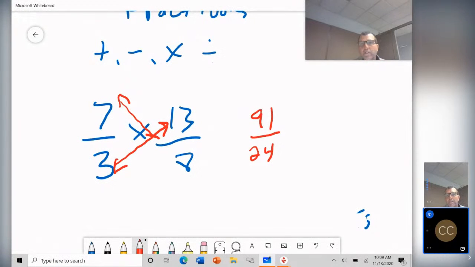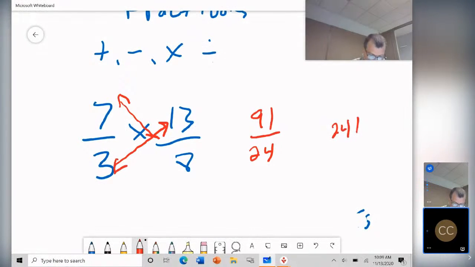Okay. So a couple things, if you get that answer. You're going to look at that and say, well, the top, the numerator, is bigger than the denominator, so that's an improper fraction. But if 91/24 is one of your choices, you're good, you're golden. But if it's not, you're going to say, well, that's an improper fraction, and I might have to do a little more work here.